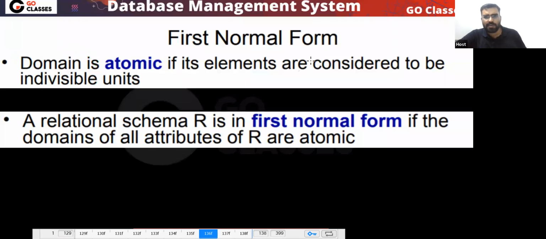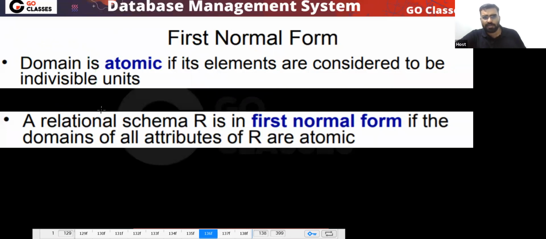Is that clear? We have already seen this in the relational model. What is the meaning of domain is atomic? It means you cannot divide the elements of the domain. So this is the first normal form: the domain must be atomic. Elements of the domain must not be divided; they must be considered indivisible. Every element of the domain is indivisible.